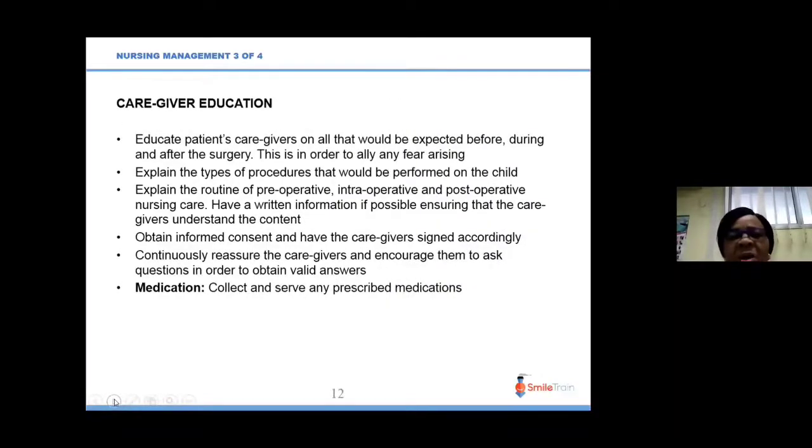Caregiver education. This is very important because it's not the baby that is a concern. The caregiver, the parents are also concerned with this, because the mother, the father have high expectations from you, the medical team. So you teach them a lot. You make them to know the type of surgery the child will be going through. This will help to allay anxiety, fear. Explain the type of procedure and what to be performed, and explain the routine, pre, in, and post-operatively.